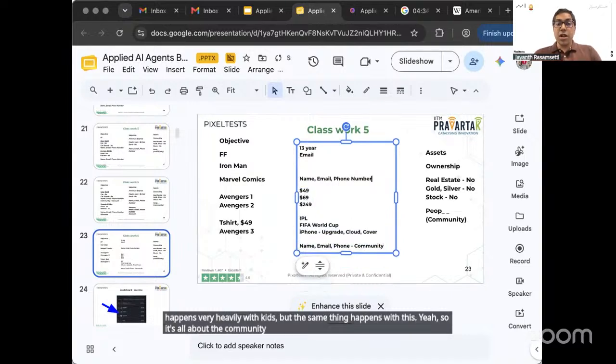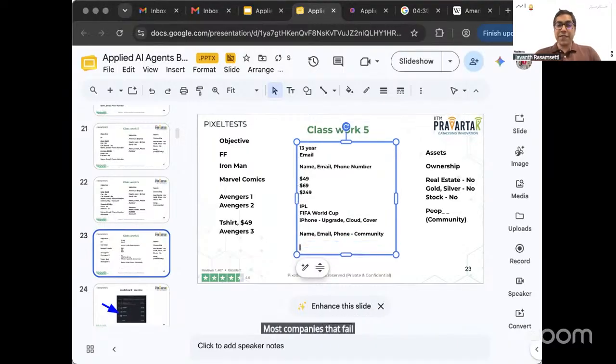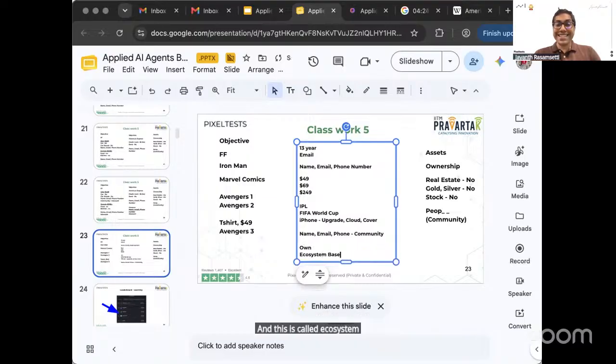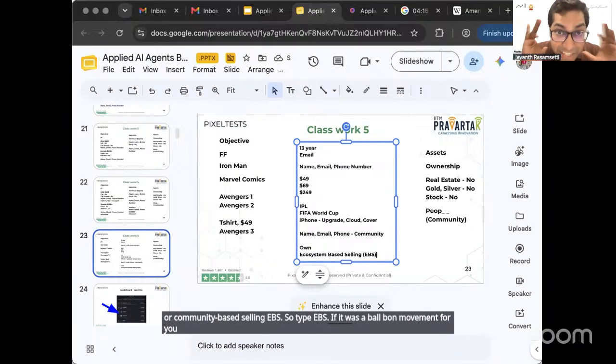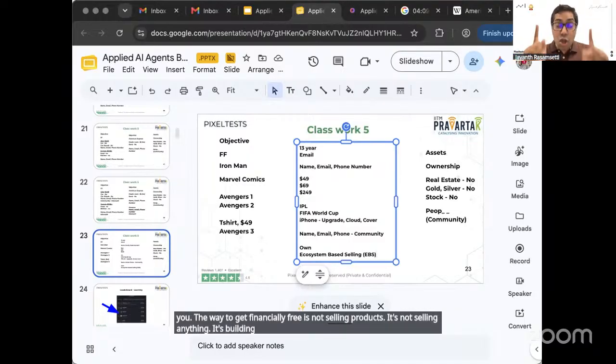So most people that fail don't have the name, they don't own anything. You have to own. And this is called ecosystem-based selling or community-based selling, EBS. So type EBS if it was a bulb on moment for you. The way to get financially free is not selling products. It's not selling anything. It's building what? Strong communities. Type EBS in the chat box.